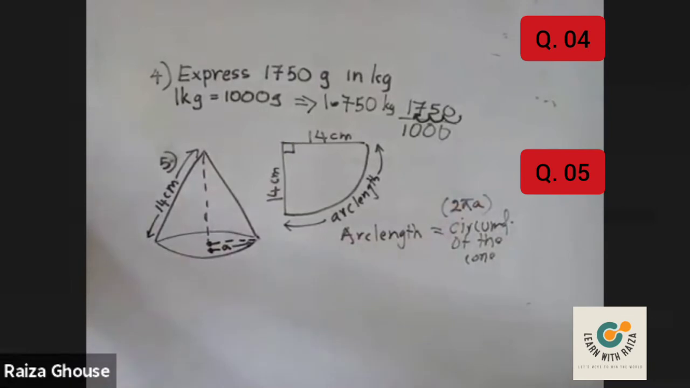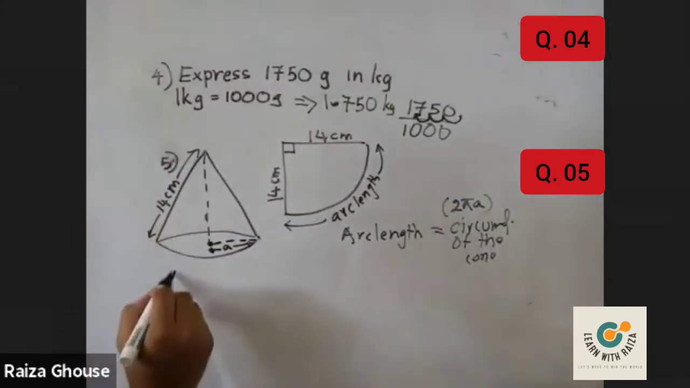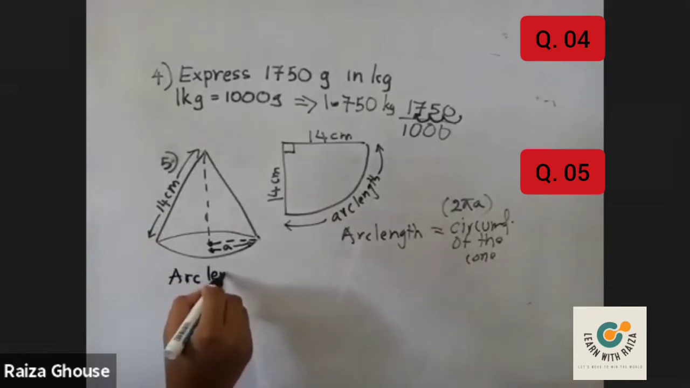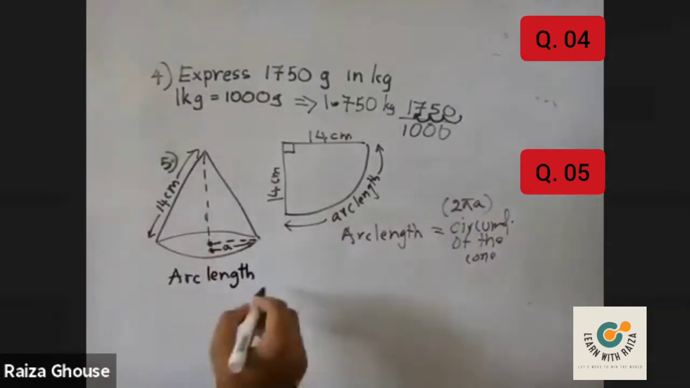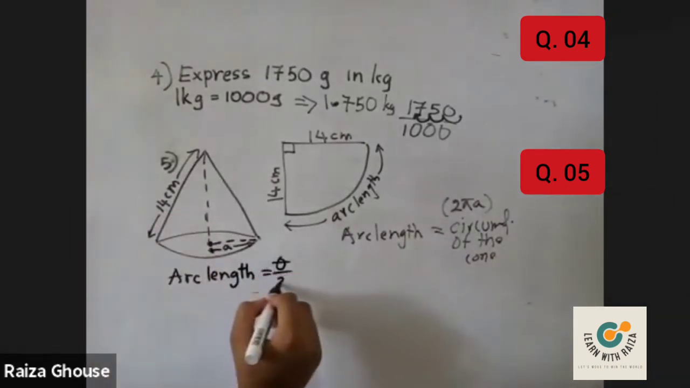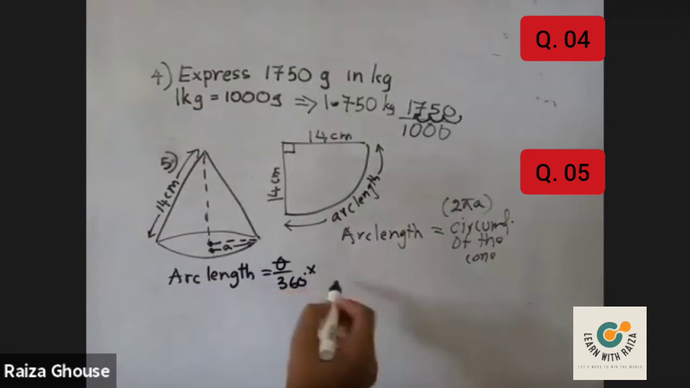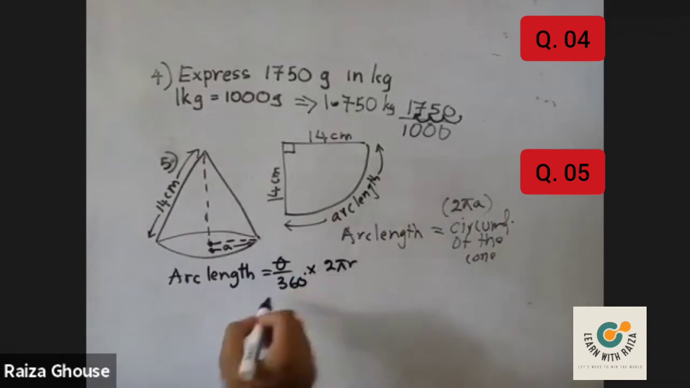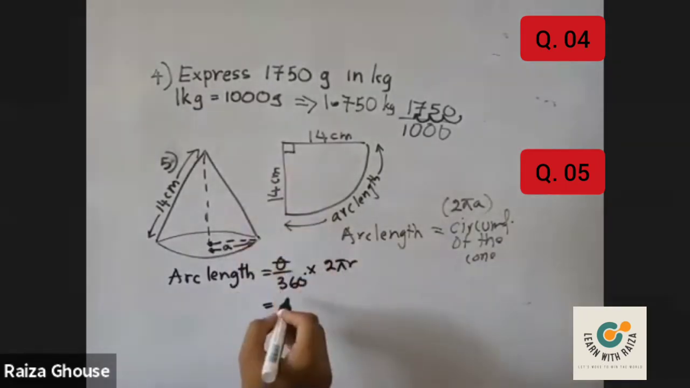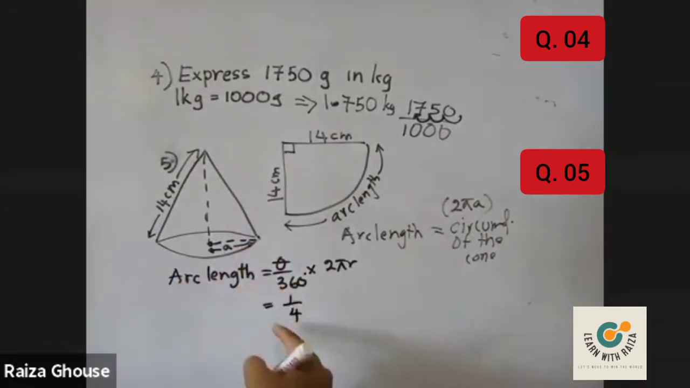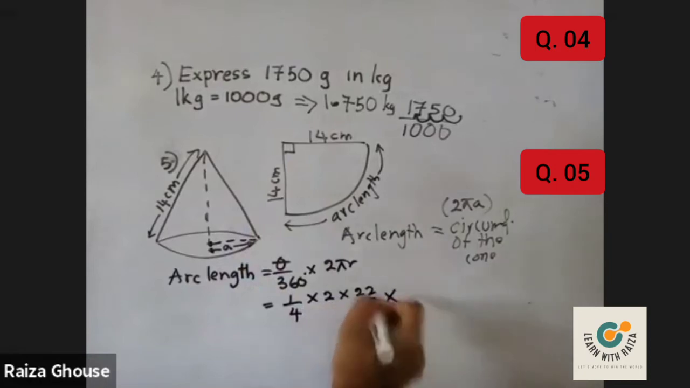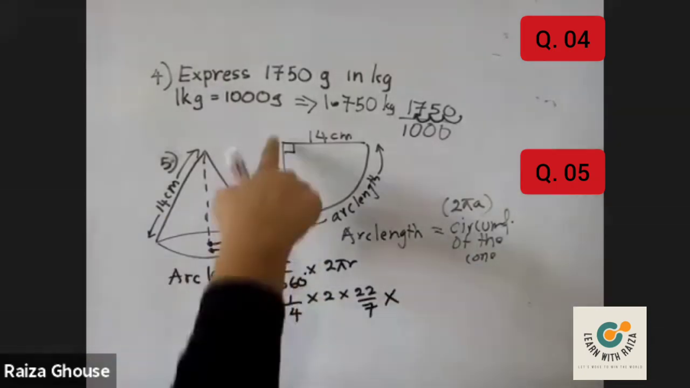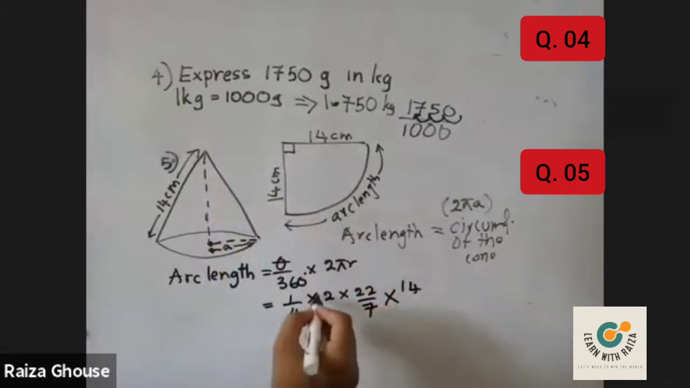First, let's find the arc length here. I can write down the arc length equation, the arc length of a sector equation you are learning in grade 10. So you can write theta upon 360 degrees into 2 pi r. Now theta is 90. So 90 upon 360 means 1/4. So 1/4 into 2 into 22 over 7 into, now what is the radius here? 14. Now I can simplify.